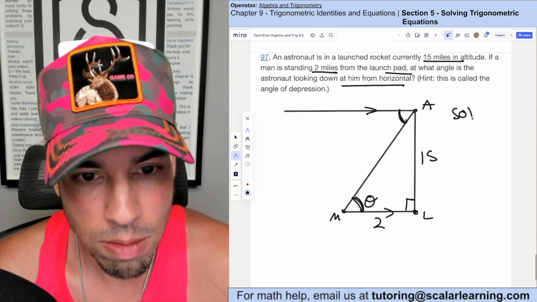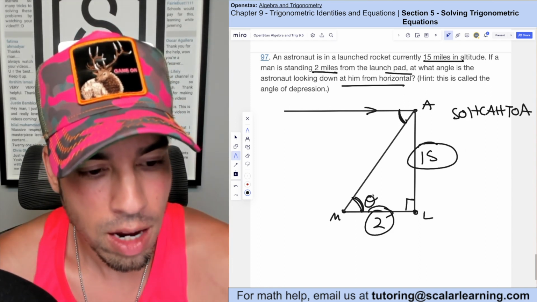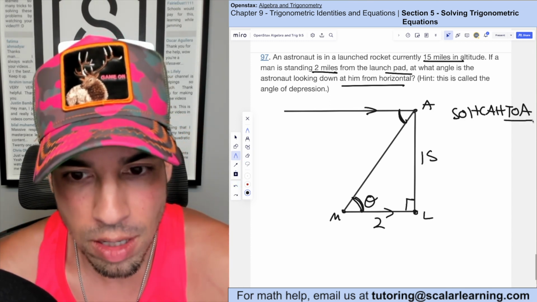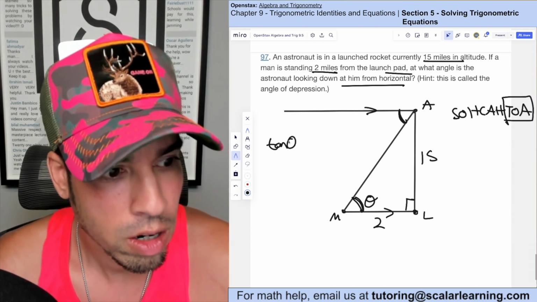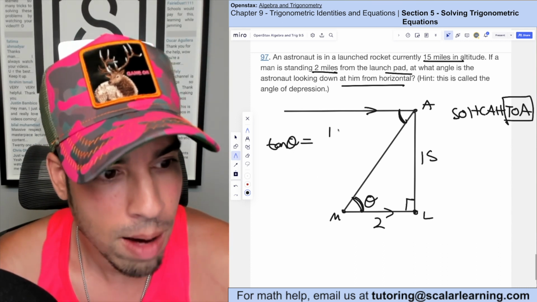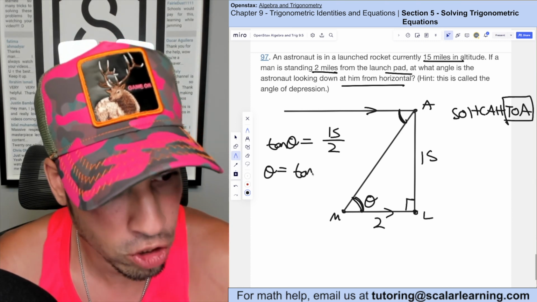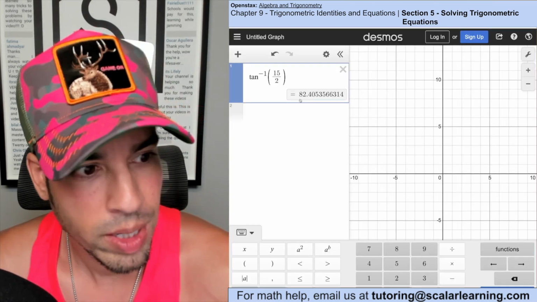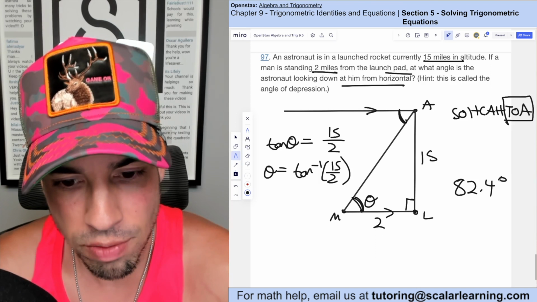So now thinking about SOHCAHTOA, the question is, what does this side and this angle have in common? Well, it's opposite and adjacent. Opposite and adjacent are right here relative to theta. So I can say tangent of theta is equal to opposite over adjacent. And to solve for this angle, I take arctangent of 15 over 2. So let's do that now in Desmos. And we get 82.4. So the angle of depression is 82.4 degrees.